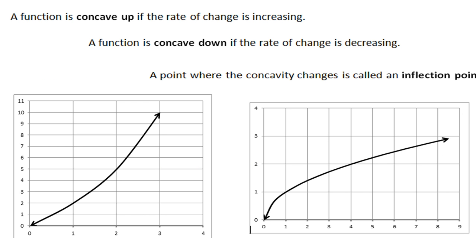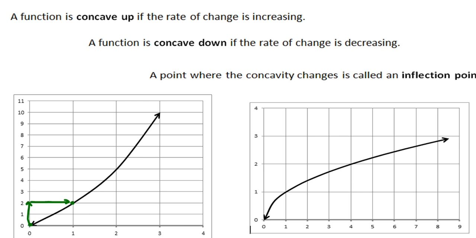So we say a function is concave up if the rate of change is increasing. The function's concave down if the rate of change is decreasing. Now with these two graphs here, both of these graphs have a positive rate of change. If we draw secant lines along the graphs, they would be uphill. Both of these are increasing graphs. But on the graph here on the left, if we go from, say, x is 0 to x is 1, we have a rate of change.